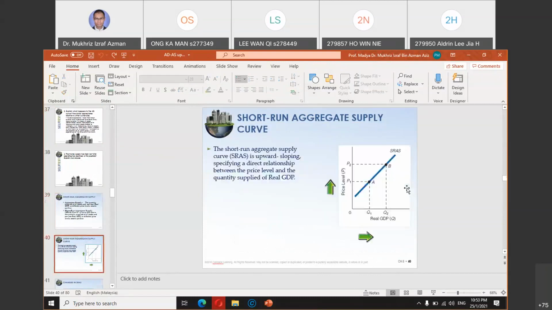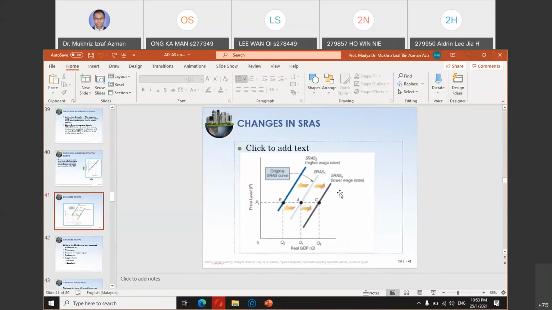So usually when you talk about shifting to the left or to the right, for example, if the cost of labor or wages become higher, the supply curve will shift to the left, meaning price will go up. But if the cost of labor, the wages, become cheaper, meaning the producer can produce more, the supply curve will shift to the right. So that is changes in the supply curve. What happens if wages or inputs in production become cheaper or more expensive? You need to understand this simple concept.